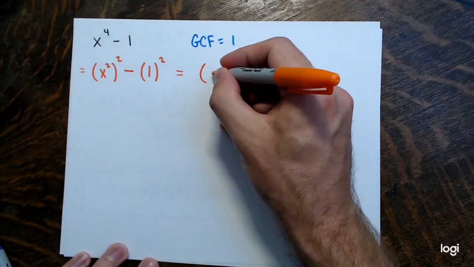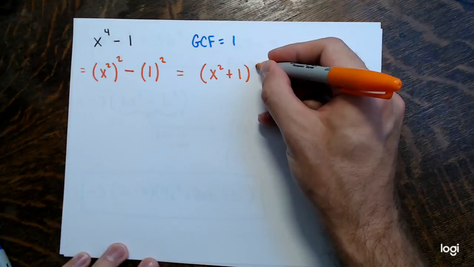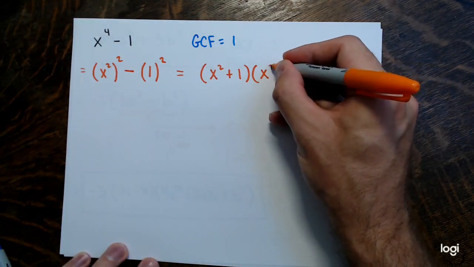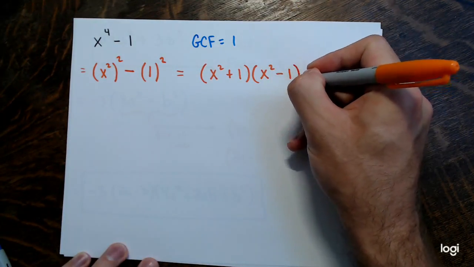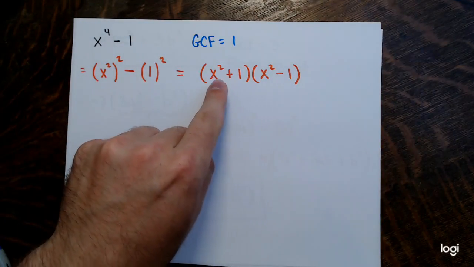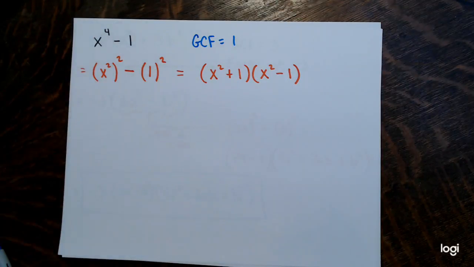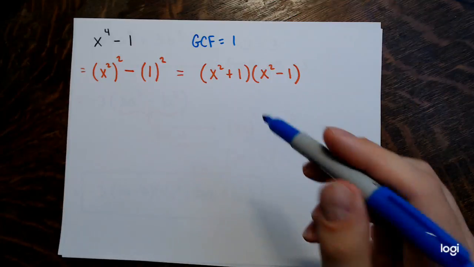So the way this would factor would be x squared plus 1 multiplied by x squared minus 1. Okay. So I have factored the polynomial, right? It is now factored, and you can check by multiplying. Multiply these two, you get x to the 4th minus 1 back. Great. But is it factored completely?